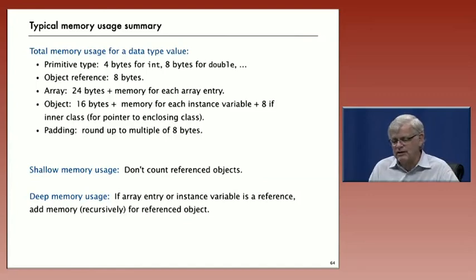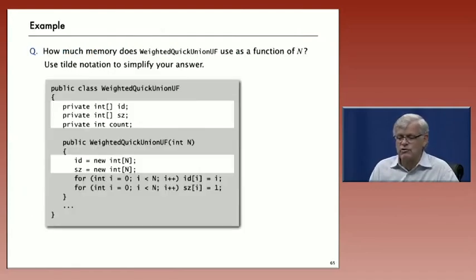So for a data type value, if it's a primitive type, it's 4 for an int, 8 for a double, and so forth. If it's a reference, it's going to be 8 bytes. That's what a pointer takes. An array is 24 bytes plus the memory for each entry, and an object is 16 bytes plus the memory for the instance variables, plus if there's an inner class, it's another 8 bytes, as we talked about with nodes for linked lists, and then there's the padding. Then we have to think about who's responsible for referenced objects in some cases, and we'll take care of that when we get to these situations.